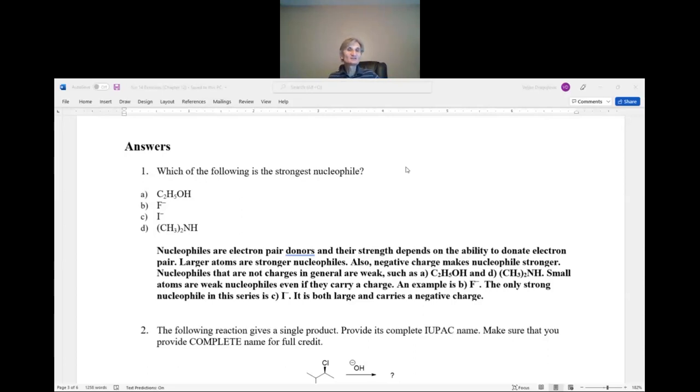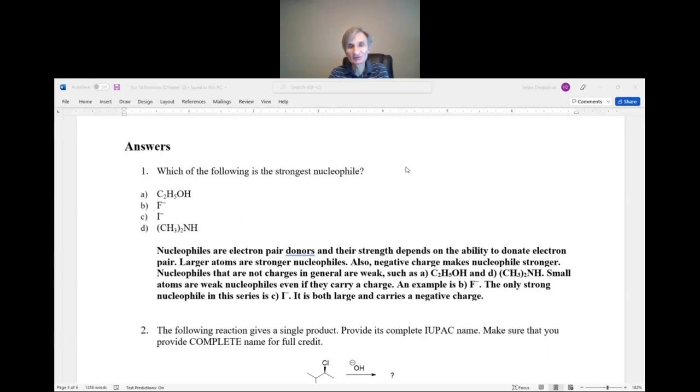So let's consider here. First is ethanol. There is no charge. It's an oxygen nucleophile. It's a moderate to weak nucleophile because there is no charge. The fluoride anion has a charge, but it's actually not very strong because, as I said, fluoride is an exception. While it does carry a negative charge, which would increase the strength of a nucleophile, the problem is that it's both small in size and highly electronegative. And so it's relatively weak.